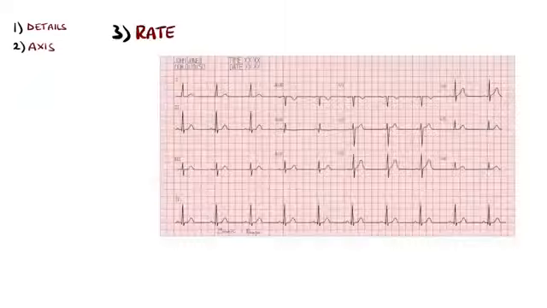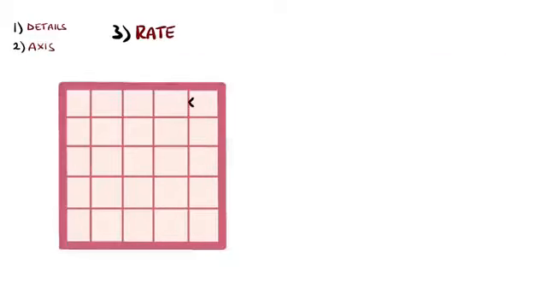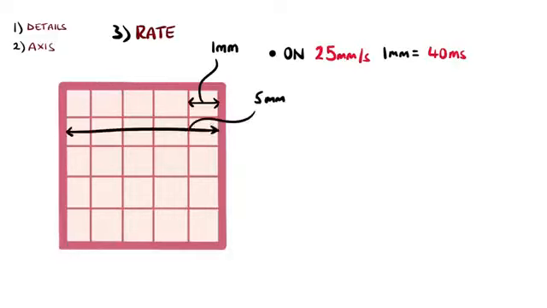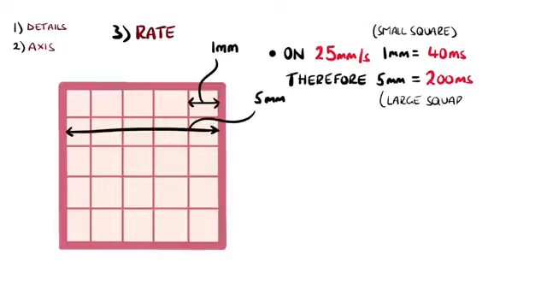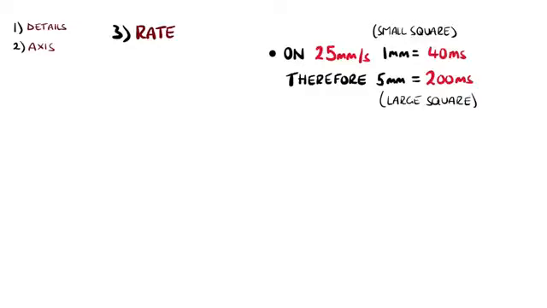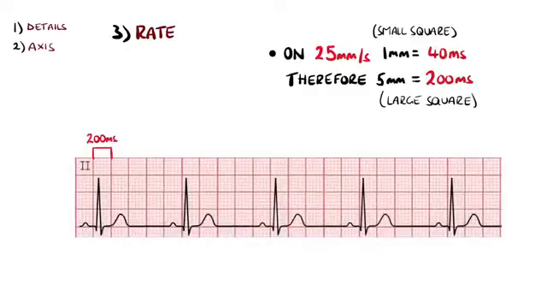Next, we look at the rate. Each small square is 1 mm in width. On the standard speed of 25 mm per second, the small squares on the paper represent 40 milliseconds, and 5 of these together form bigger squares, therefore worth 200 milliseconds each. That means 5 of these big squares make up 1 second.